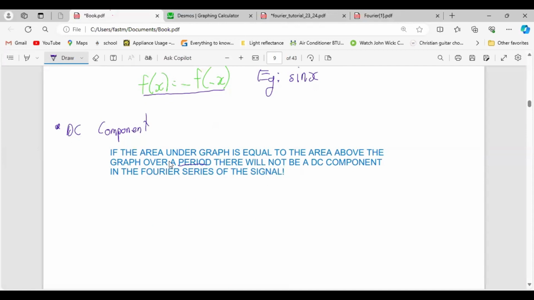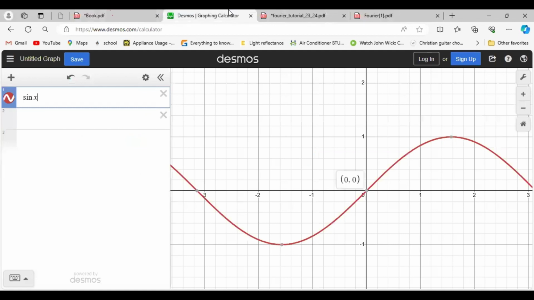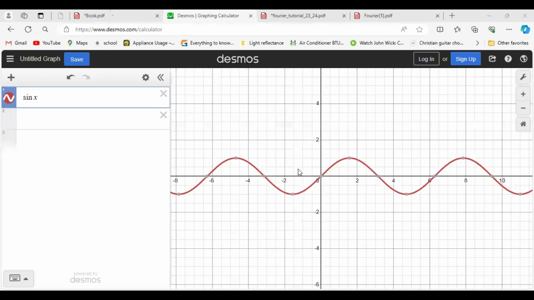So if you look at this graph here, over a period, right? Let's say a period is in this case 3. Let's zoom out and see what will be a better period. Since it's sine, we use what we are accustomed with, which is right here. So this will be a period of sine.